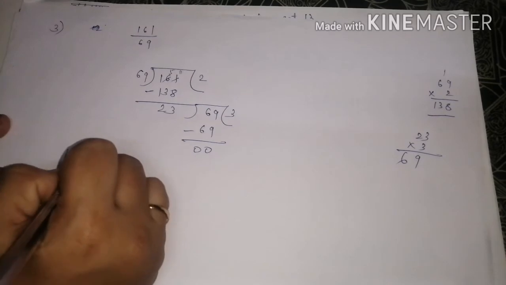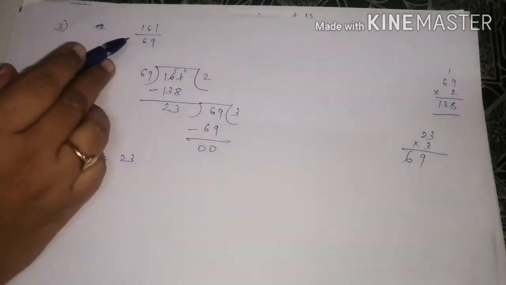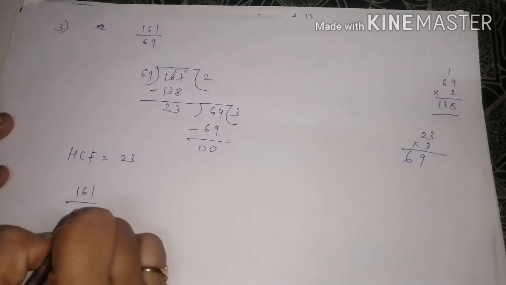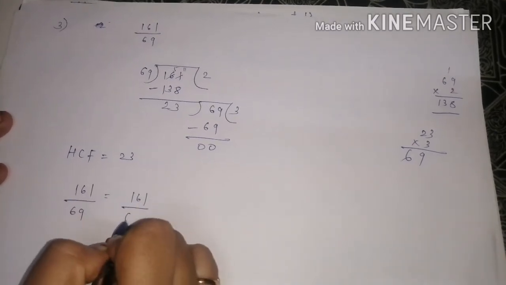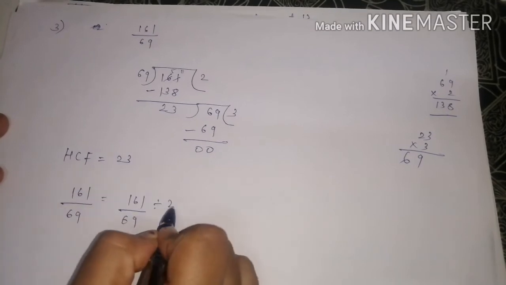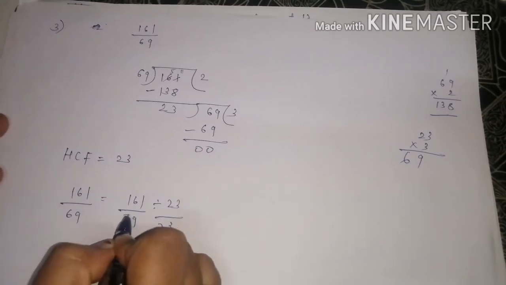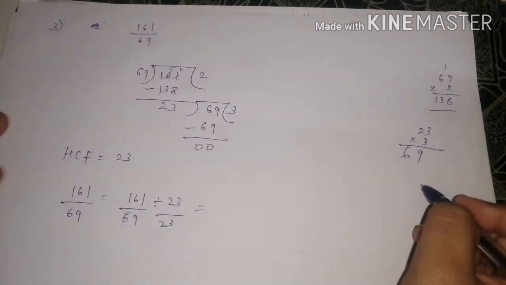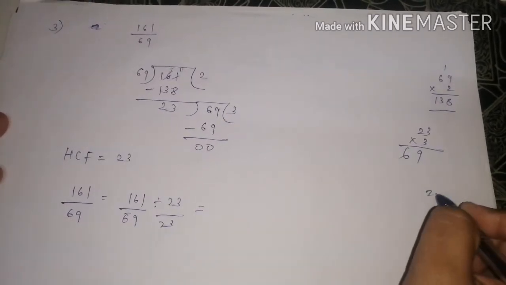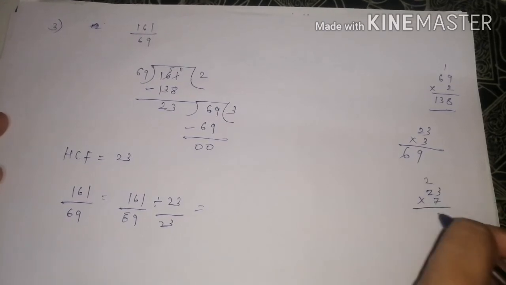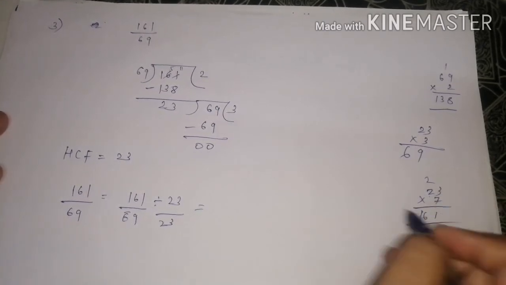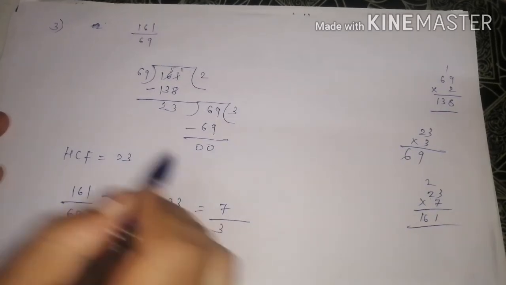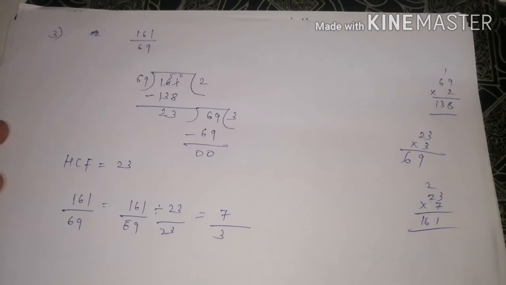So HCF is 23. Now reduce this quotient to the simplest form. Write this quotient. This quotient you will divide by which number? HCF. So in the 23 table, 161 comes how many times? 7 3s are 21, 7 2s are 14. Yes, 23 sevens are 161, and 23 threes we have already seen are 69.